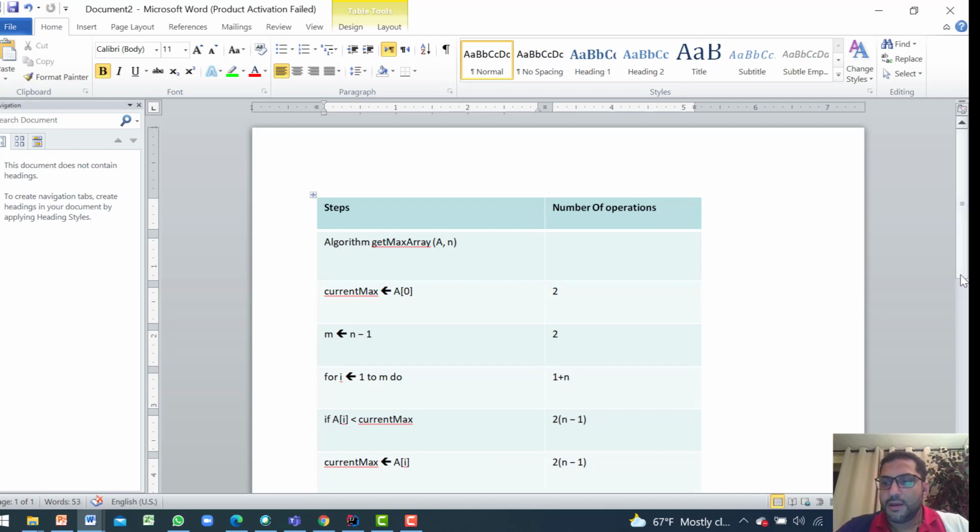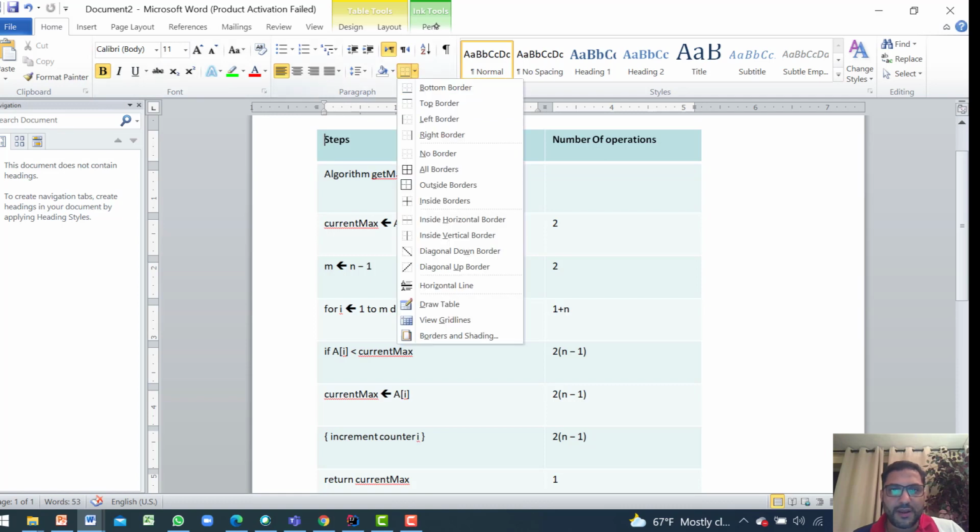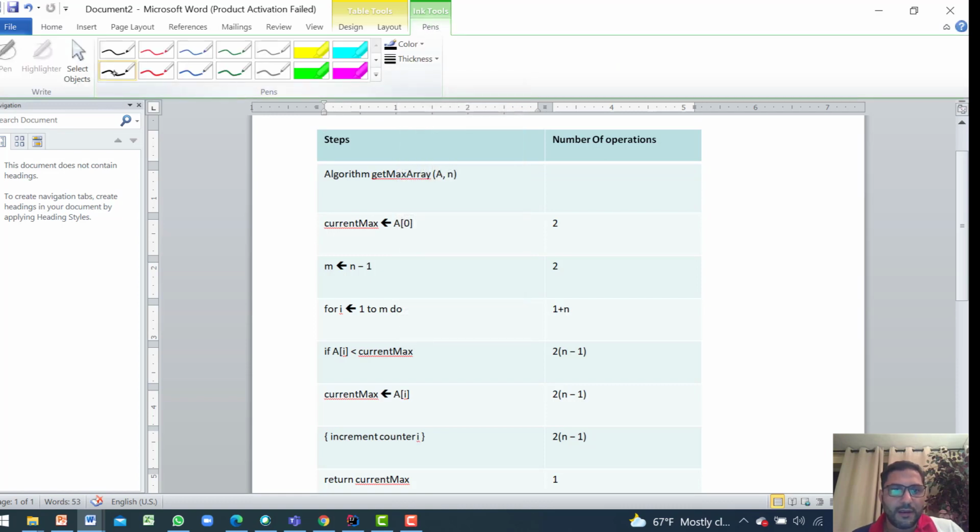When we calculate the maximum number, or the number of iterations, let me go to the pen here. So here I wrote 2. Why is it 2? Basically I have indexing here. This is one operation, and I have assignment. Like I'm gonna have a of 0, put it in the current max. So here I have two operations. One is the array indexing, and the other one is the equal.